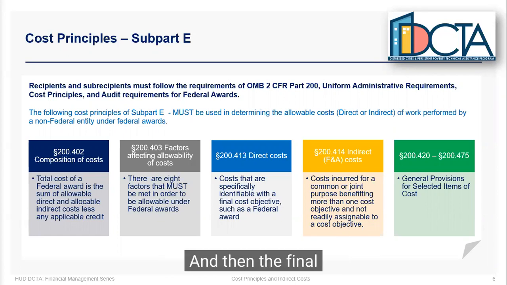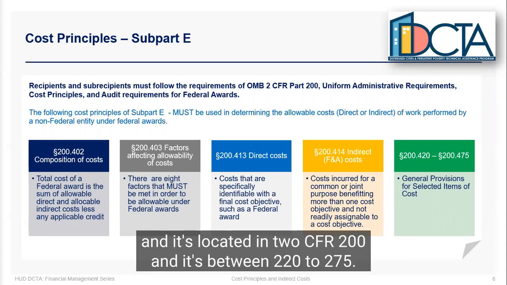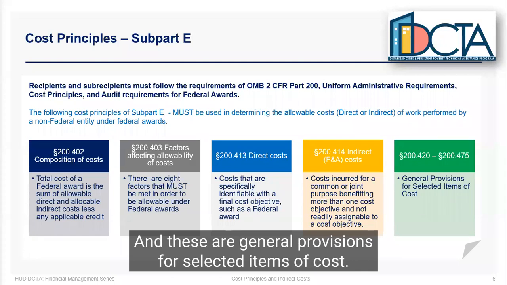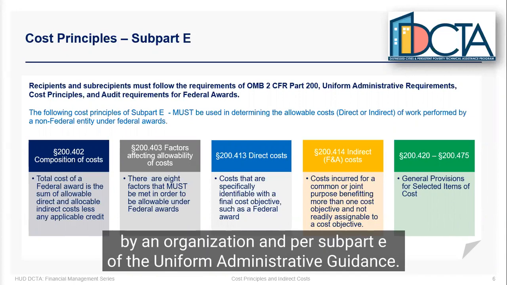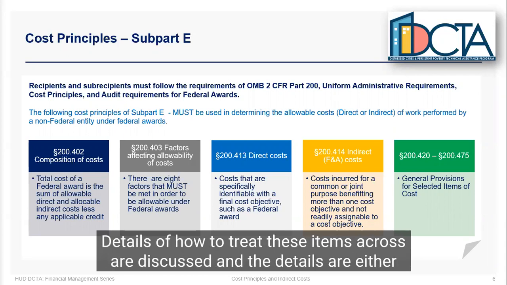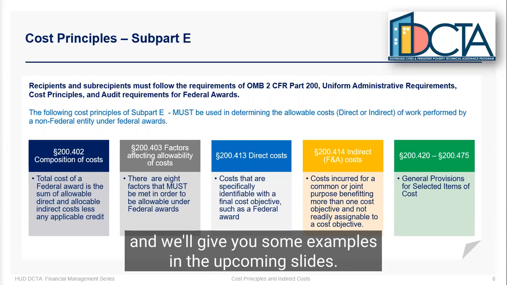And then the final cost principle I wanted to bring your attention to is actually a series of costs, located in 2 CFR Part 200, between 200.420 and 200.475. These are the general provisions for selected items of cost. Here there are approximately 55 items of cost that are consistently used by an organization. Per Subpart E of the Uniform Administrative Guidance, details of how to treat these items of cost are discussed. The details state that these costs are either allowable, unallowable, or conditionally allowable. And we'll give you some examples in the upcoming slides.